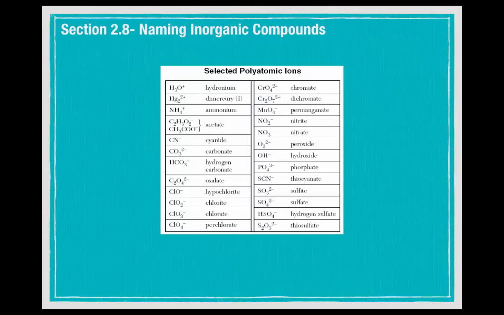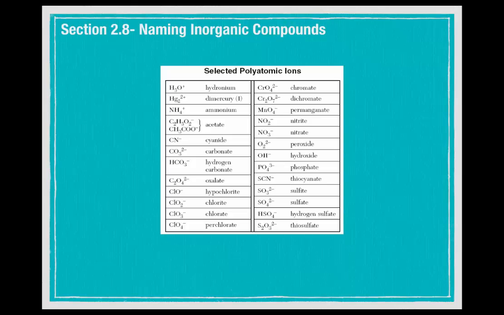Now, when we're working with ionic compounds, we aren't always dealing with ions that are monatomic, meaning just one atom. Instead, we can also have polyatomic ions. Here's a list of polyatomic ions. You need to memorize these for the AP and for the rest of the class from now on. I'm assuming that you have these memorized.